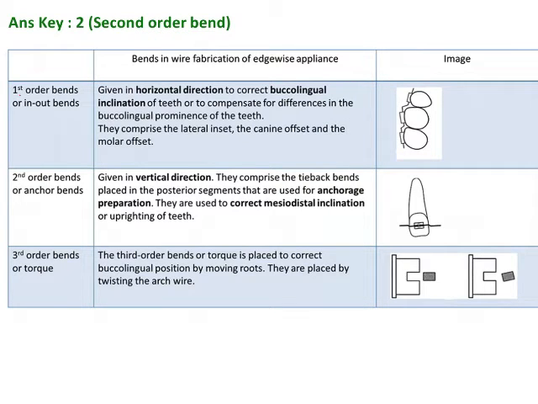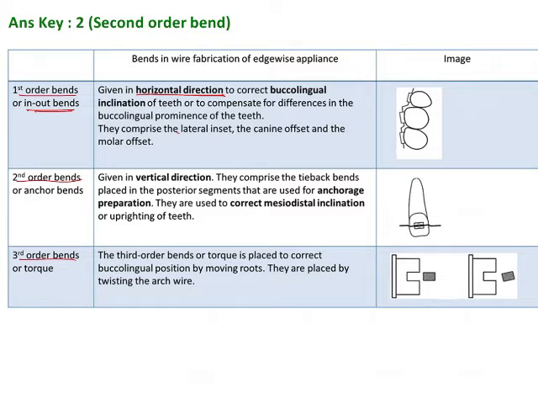There are three types of bends: a first order bend, a second order bend, and a third order bend. First order bends are also known as in-out bends because they go from in to out, or from buccal to lingual. They are horizontal bends, given in the horizontal direction to correct the buccolingual discrepancy or to compensate for the buccolingual prominence of teeth.